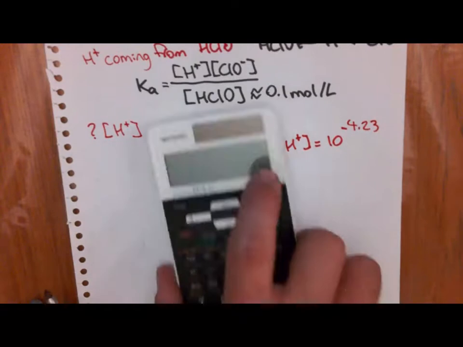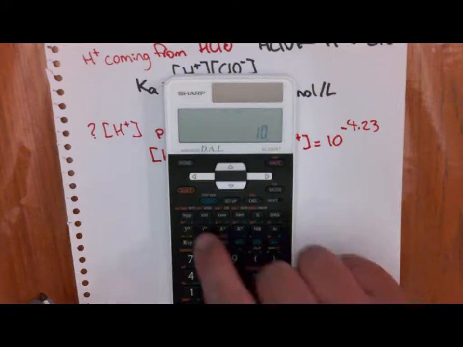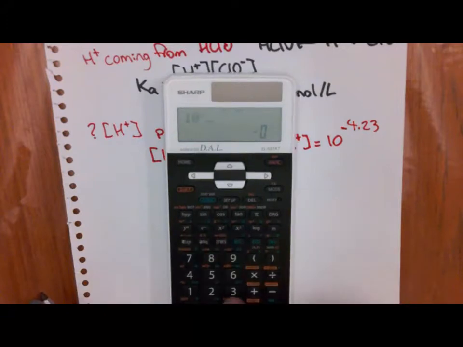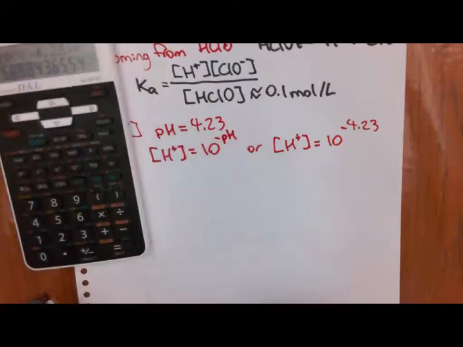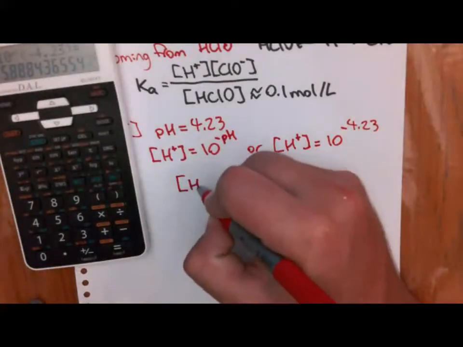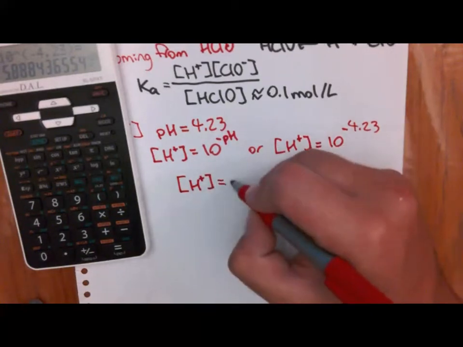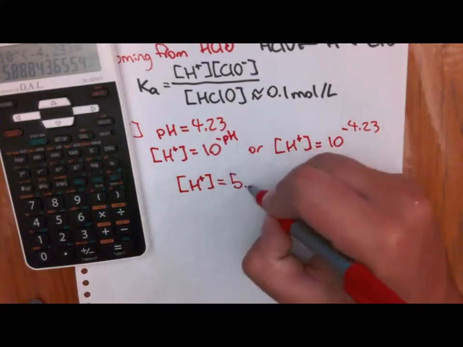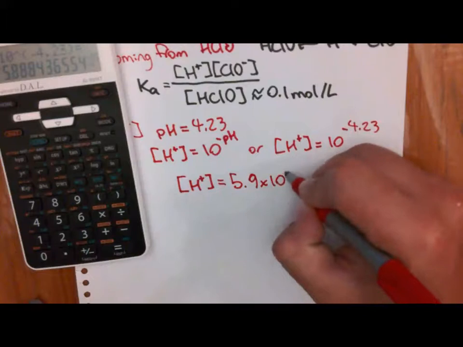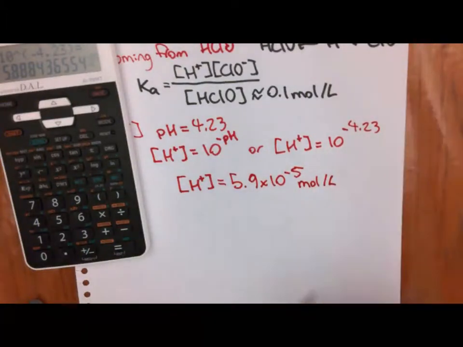Just with your calculator, we're going to go 10 to the power of negative 4.23, and that is going to give us 5.9 times 10 to the negative 5. So our concentration of H plus ions at equilibrium is going to be equal to 5.9 times 10 to the negative 5 moles per liter.